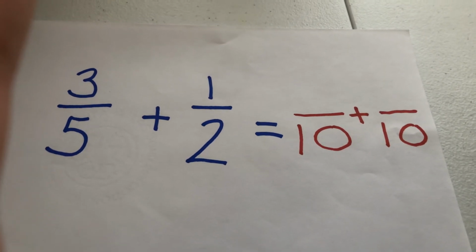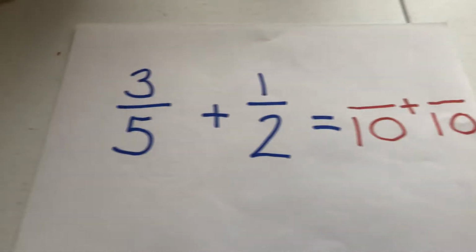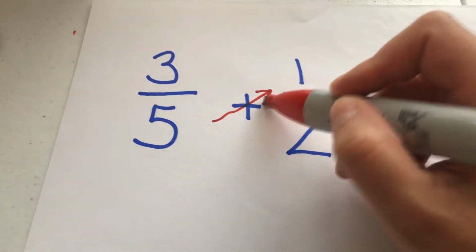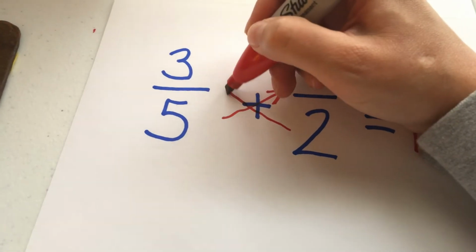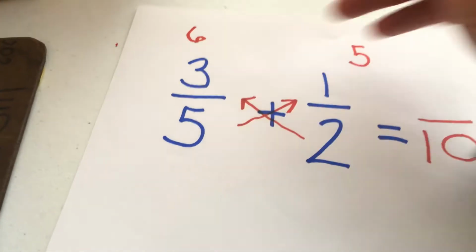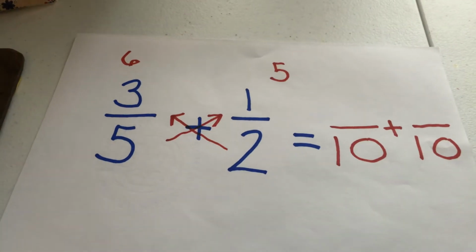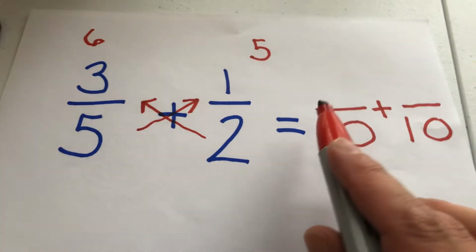Now we have to get our new numerators. We're going to do that by cross-multiplying, okay? I'm going to multiply 5 times 1 and get 5. 2 times 3 is 6. Now we have our new numerators. We're just going to plop them into the new problem. We're going to take that 6 and put it here.